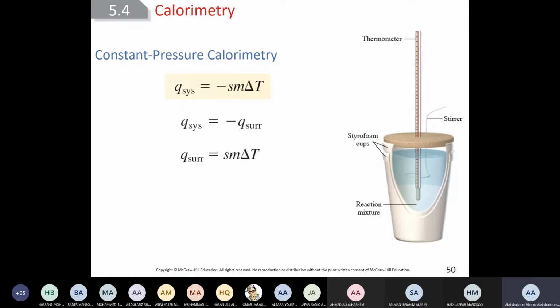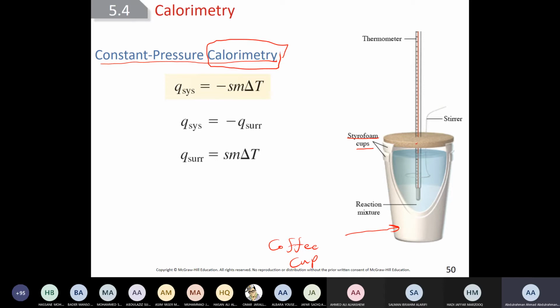Okay, the first calorimeter that we are going to talk about is called the constant pressure calorimeter. It's to measure heat, and it's a very simple instrument. What is it? It's a coffee cup. You know the coffee cup? This is a styrofoam cup, which is a good insulator. Other than that, you need a cover for it, and then you need a thermometer.